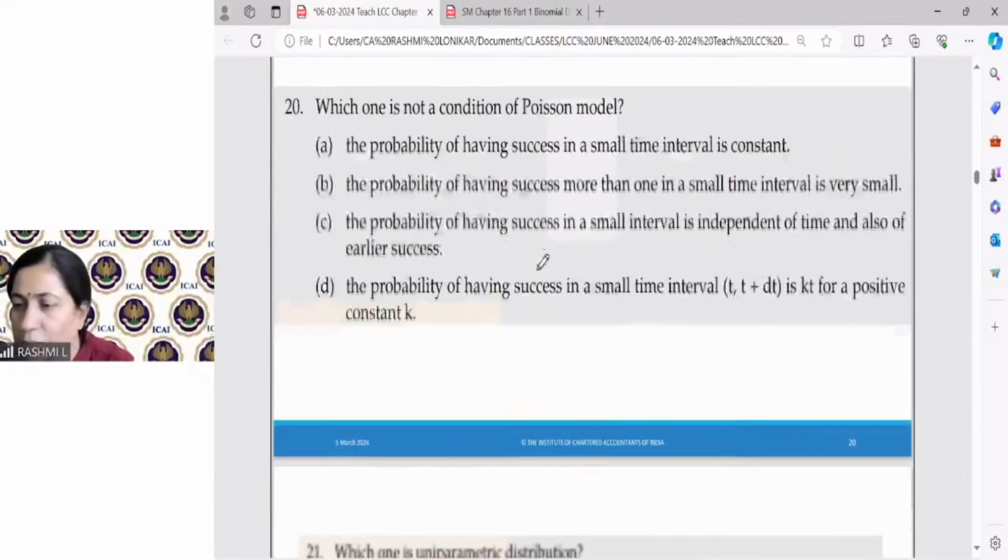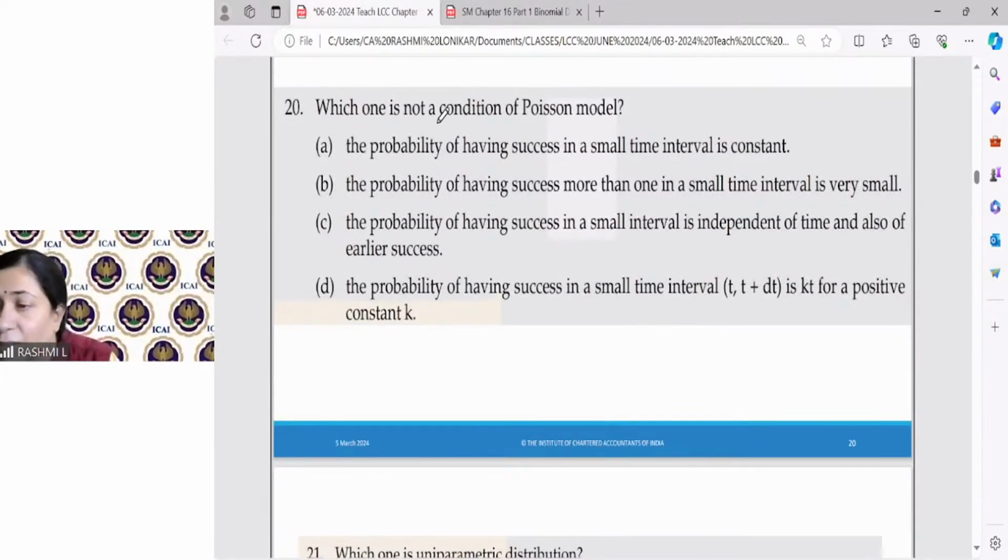Now, for example, let us see the question. Which one is not a condition of Poisson? Always remember, with negative questions you have to be careful.